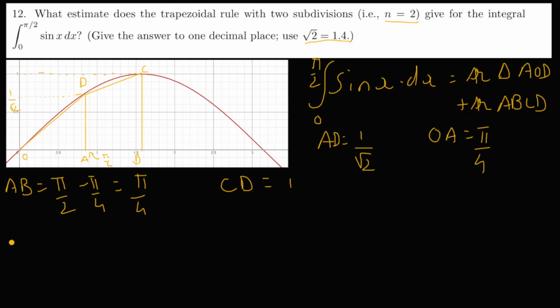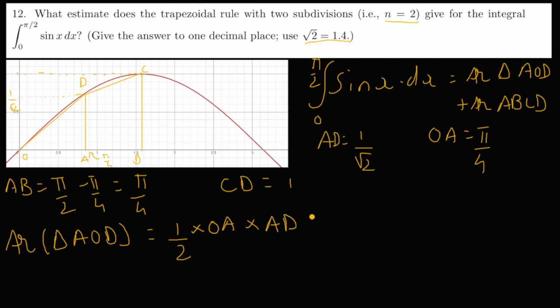So let us find the area of triangle AOD. Alright, so this is going to be half times base, which is OA, into height, which is AD. OA is pi by 4 and AD is 1 by root 2. So we get pi by 8 root 2. Alright, that's done for triangle AOD.